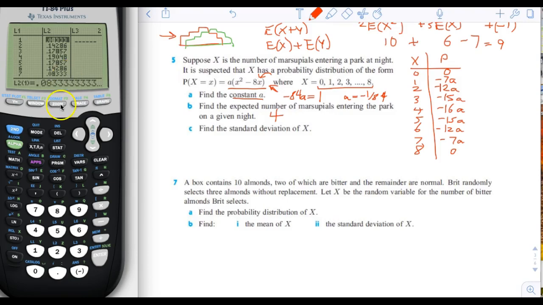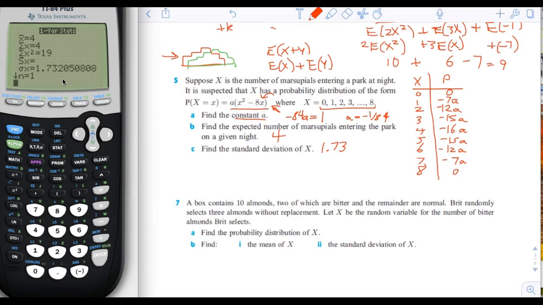Okay. Next, find the standard deviation. Okay, I couldn't have found that without the calculator. But if we do stat calc, we could find the standard deviation, which is 1.73, right? Okay. All right.